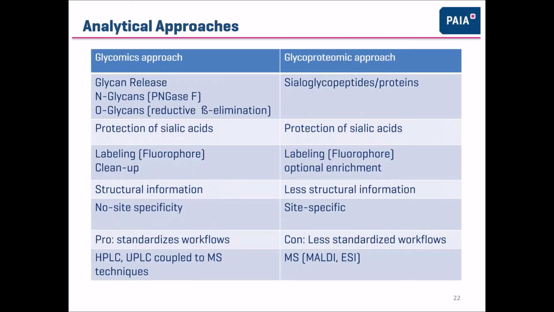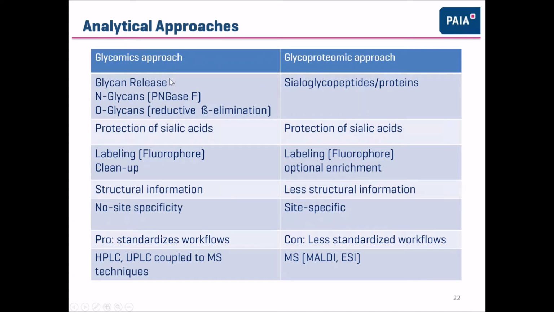So if we look at the approaches that one can take to analyze glycans and sialylated glycans, then there are 2 ways to do it. This is a very complicated matter, so I'm not gonna go into too much detail. So there are 2 main approaches: the glycomics approach and the glycoproteomic approach.